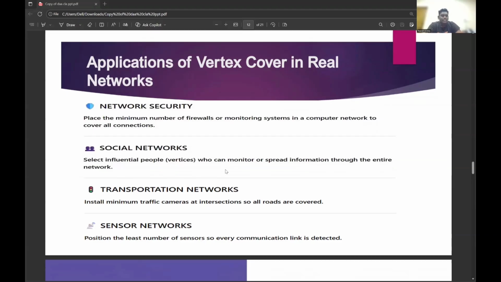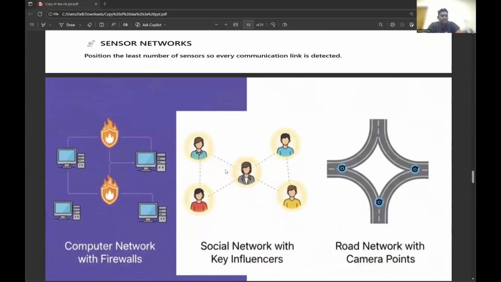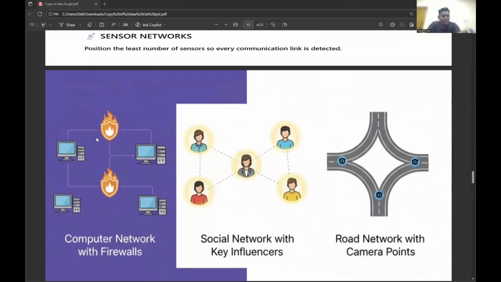And you can see this in the diagram. In this computer network firewall, only a few firewalls are placed at important computers so that all traffic is checked from one computer to another. And in the social network with key influencers, these are the vertices and these are the edges, so that everyone could transfer the information from one to another. A few selected people spread messages to everyone.